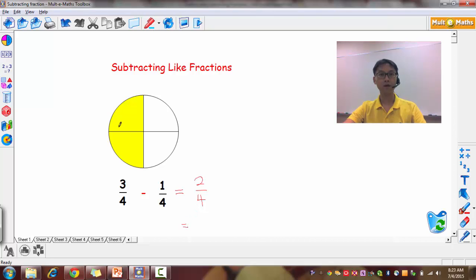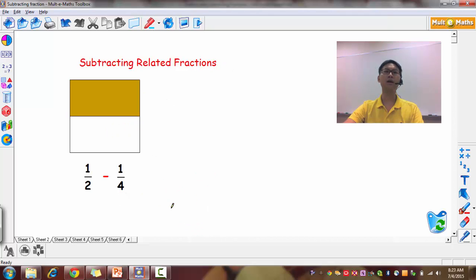Now if you look carefully at this diagram, this is actually what? Yes, half, because I can simplify by dividing numerator and denominator by the same number. 2 divided by 2 gives me 1, 4 divided by 2 gives me 2, and so my final answer is half. So that's subtracting like fractions.